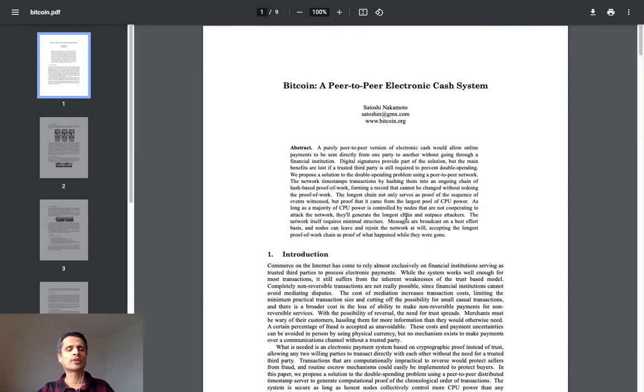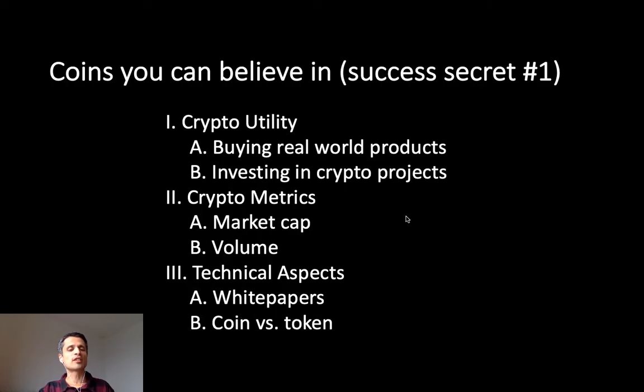Now, while this white paper does contain technical aspects which would make more sense to someone with a computer science background, it's a good idea for any investor to give the white paper a glance before investing in the cryptocurrency. Next, I'd like to address the question of coin versus token. What's the difference?